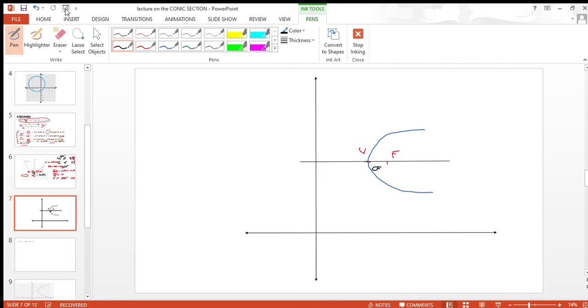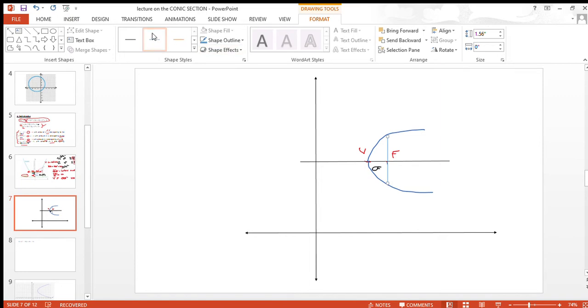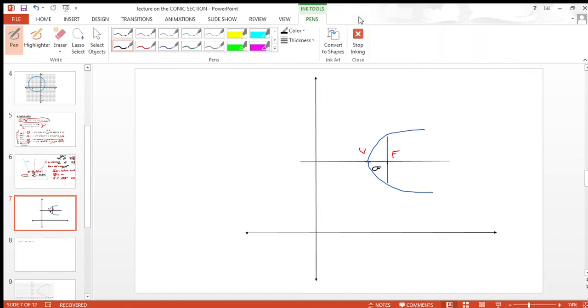And then, drawing again a line segment passing through F, that line is what we call our latus rectum. And if we label that, we will have Q and Q prime. And what do we know? F to Q is 2A. F to Q prime is also 2A.